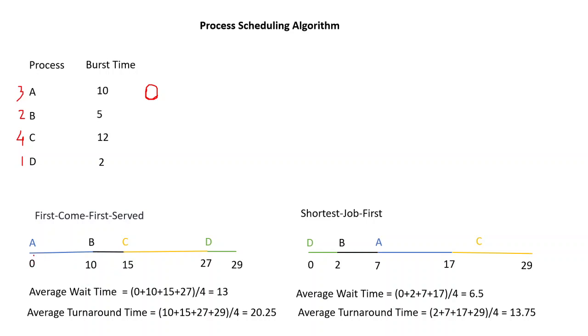So from 0 to 10, A will be executing, from 10 to 15, B, from 15 to 27, C, and from 27 to 29, D will be executing.